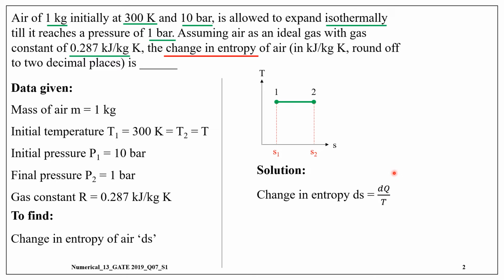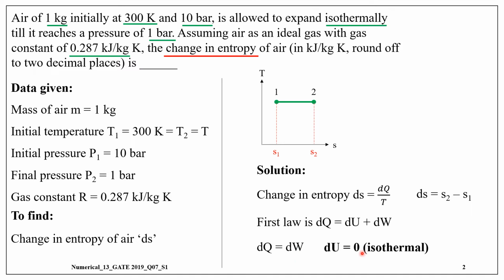How can we calculate dq? The system, that is 1 kg of air, has undergone a process, or a change of state. We can apply first law, and this ds is equal to s2 minus s1. First law is dq is equal to du plus dw for a system undergoing a change of state. This first law can be rewritten as dq equal to dw. How? Because it's an isothermal process.